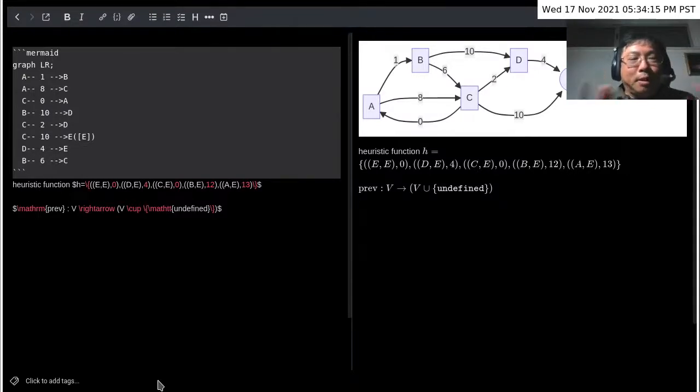Anyway, are we okay so far? The way I define prev as a function, the domain is still just all the vertices, but the codomain needs to include the undefined value, because that's how we do all the initialization. Okay. All right. So cool.